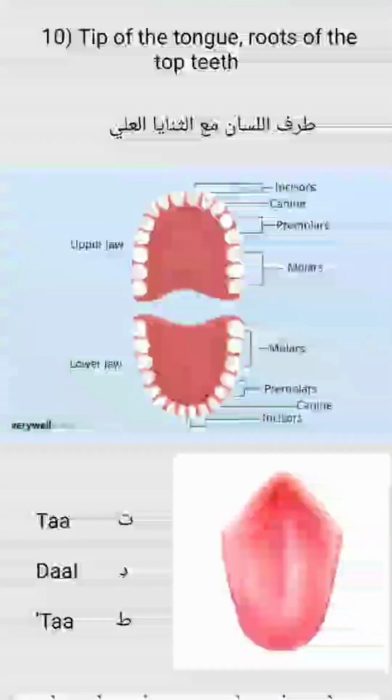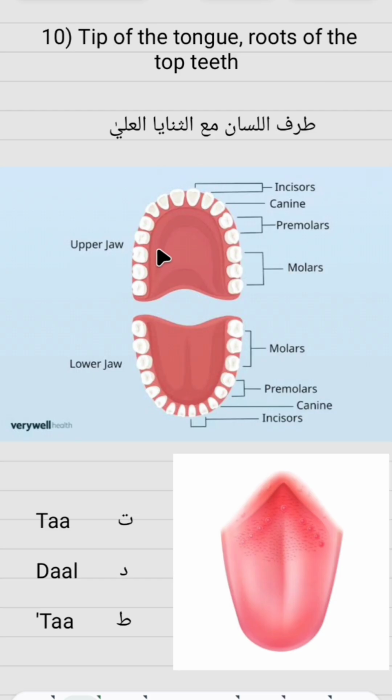The next group of three is to do with the tip of the tongue, right? So طرف اللسان, which means the tip of the tongue, مع الثنايا العليا. الثنايا العليا means the top two central incisor teeth, right? So when the tip of the tongue, meaning this portion of the tongue, right? So now we're not talking about the edge, we're talking about the very tip of the tongue, makes contact with the roots of the teeth, which is where the teeth join to the gums. We will pronounce three letters. The first letter being ta, the second one being dal, and the third one being to.